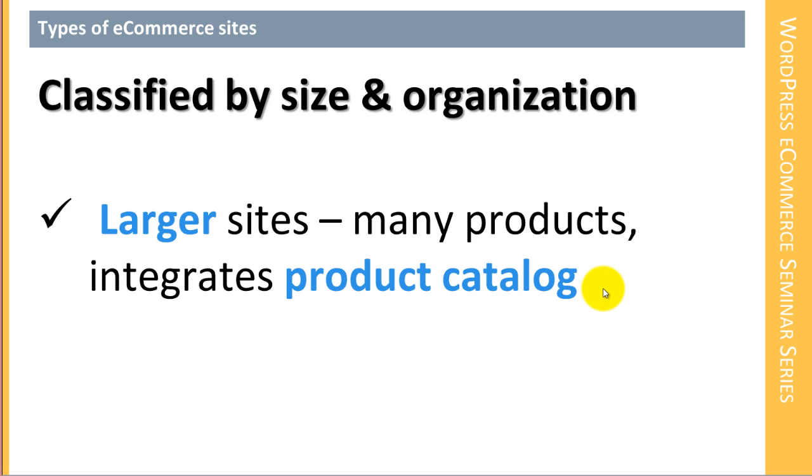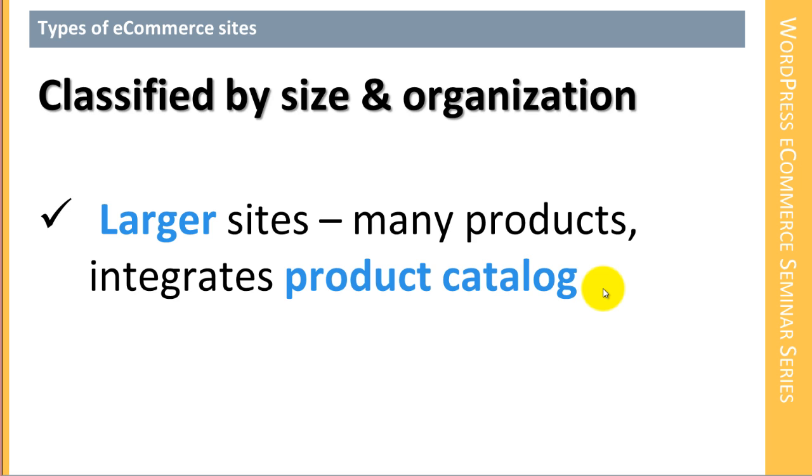The next type of site, of course, is just a larger site. So a larger site may have many products and probably does integrate a product catalog. And so you might think of this as a site with 11 to 100 products or so. I mean, this is sort of a rough rule of thumb, where the site will use product categories and/or product tags to organize them. So your page may have a listing of product categories, and if you click on that list, you get to all the products in that category, that kind of thing.